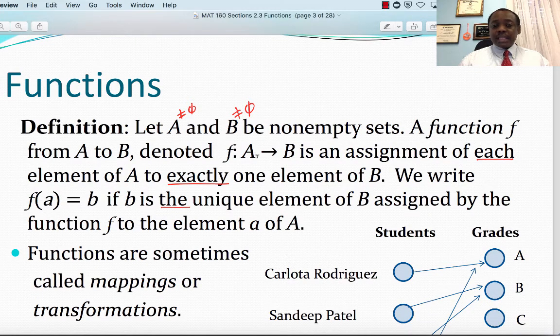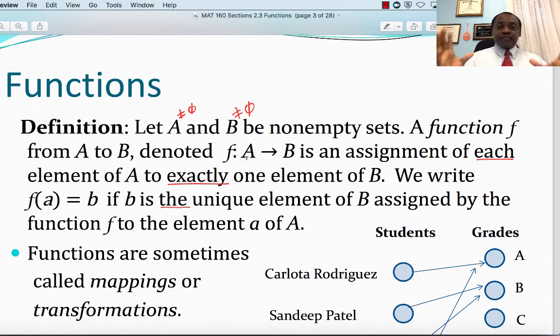There are a couple of things I need you to see here. Number one, every element in A is mapped onto some element. So if there is an element in A that is not mapped onto some element in B, then that would not be a function. Every element in A has to be used up. And number two, an element in A can be mapped to exactly one element in B. An element cannot be mapped to more than one element in B.